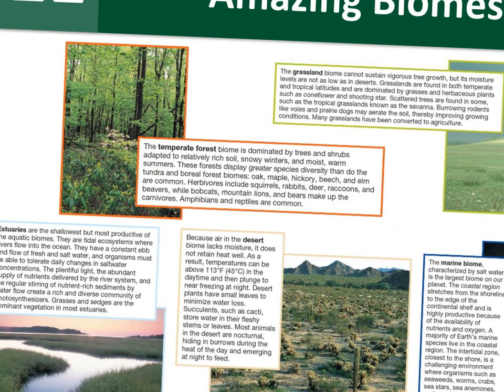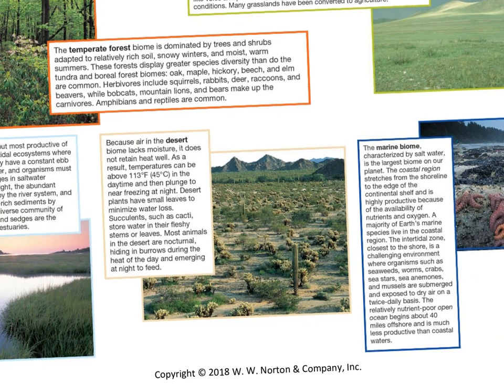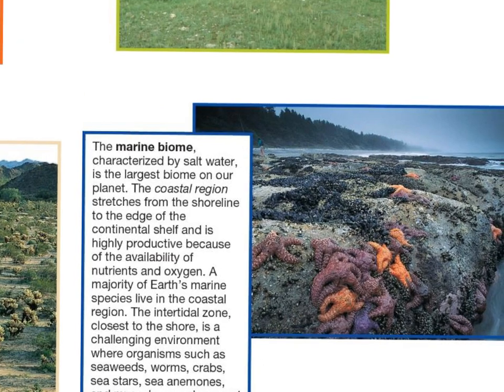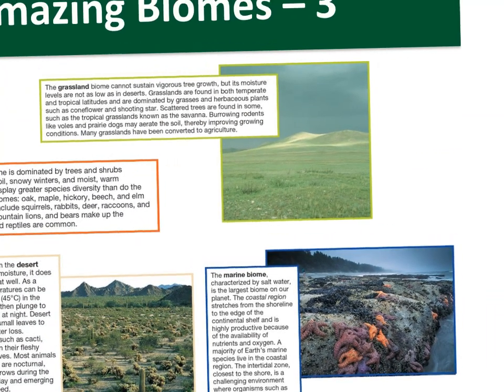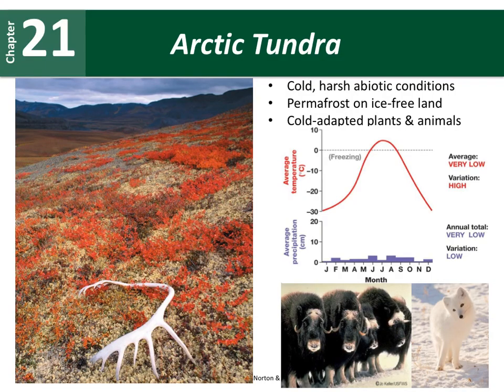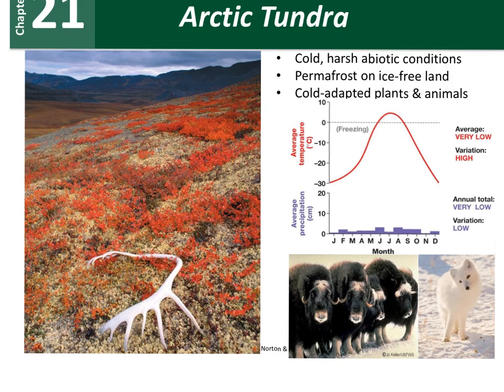Temperate forest, that kind of thing you find in eastern North America. Estuaries, deserts where water is limited, marine environments, all different kinds, from close to the coast all the way out into the middle of the ocean, and grasslands of various types. And then I've added this here. See kind of what a tundra looks like in Alaska.